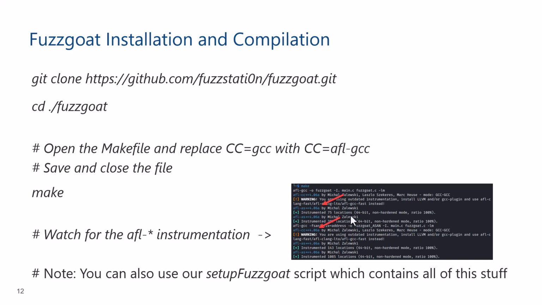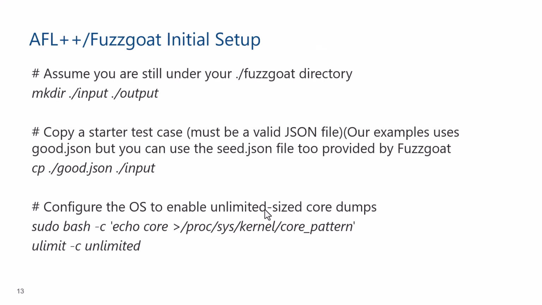Now, when you run make, you're going to see, I got my arrows here, when you see AFL-AS and AFL-CC, it's being instrumented. You know everything is good. You're going to see an output very much like this as well. I also provided a script called setup FuzzGoat to help you along, and we're going to use that when we're doing the lab.